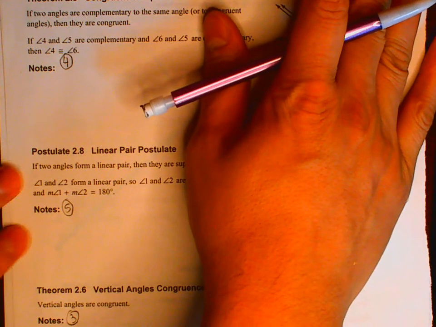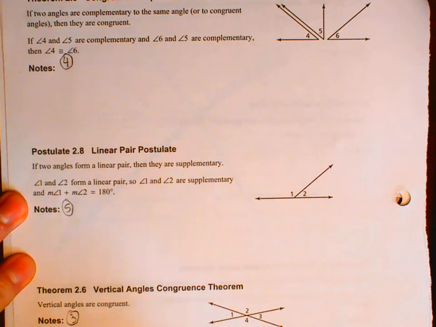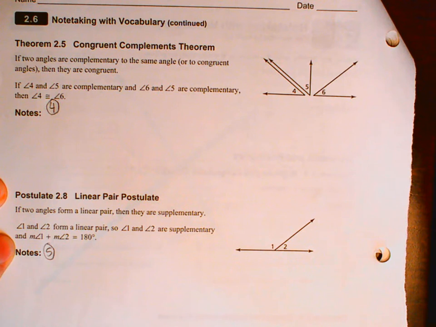Turn to page 62. Here are 3 more theorems that we need to know. We're not going to have a chance to fully prove all of them, but 3 we will. Congruent complement theorem. Guys, I strongly suggest that you really memorize a lot of these theorems, because you will be using them a lot in the future. So memorize them.